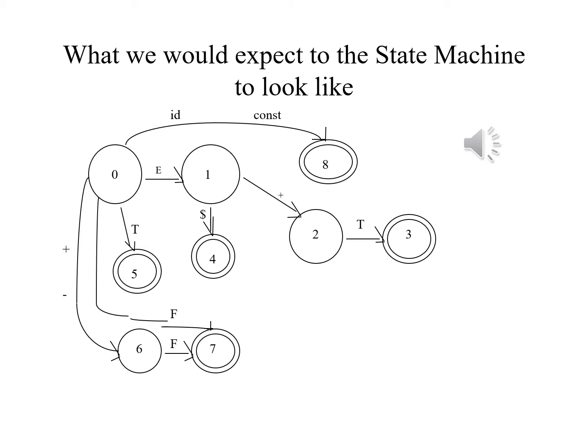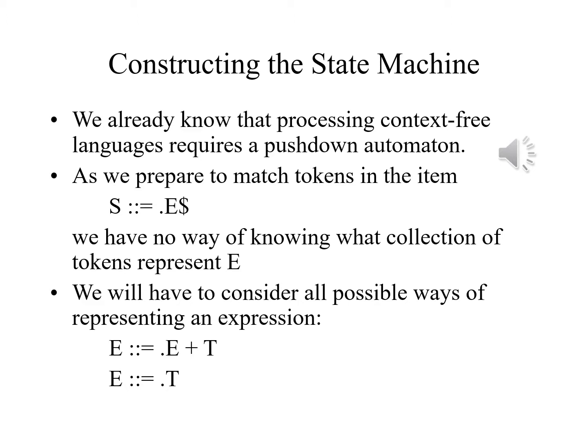Given our prior experience with finite automata, we might expect that our state machine would look something like this. But that's not going to be the case. In the case where we were looking at regular expressions, everything that we had was quite literally in front of us. But there are many digressions that we will need to make, and many returns from those digressions, if we are going to be parsing a context-free grammar. So our state machine is going to look quite different from this. We already know that processing context-free languages will require a push-down automaton. Let's take a look at an example to start with.